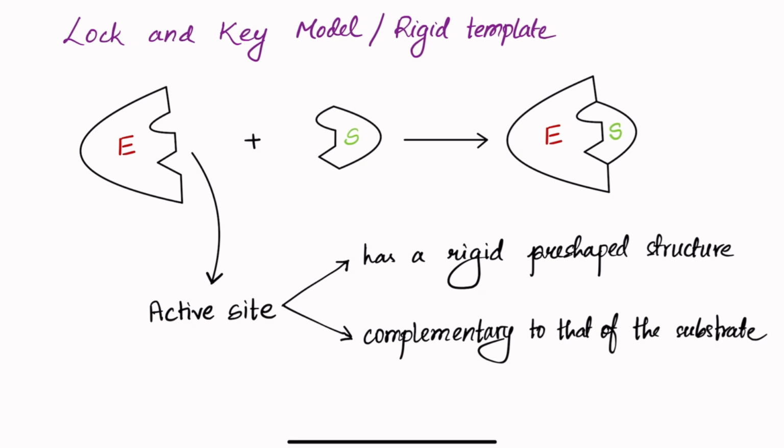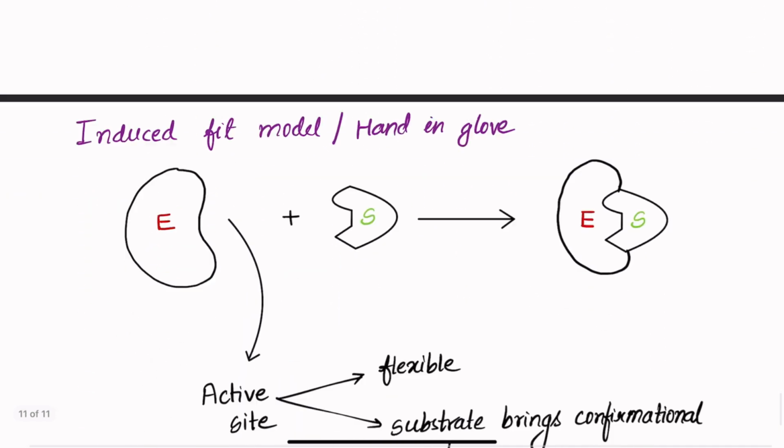The reason it is called lock and key model is because the enzyme and the substrate act as lock and key. Just the way a key fits in a particular type of lock that is complementary to the key, similarly, the substrate binds to particular active site that is complementary to it. It is called rigid template model because the active site where the substrate binds to has a rigid pre-set structure. So this is the lock and key model.